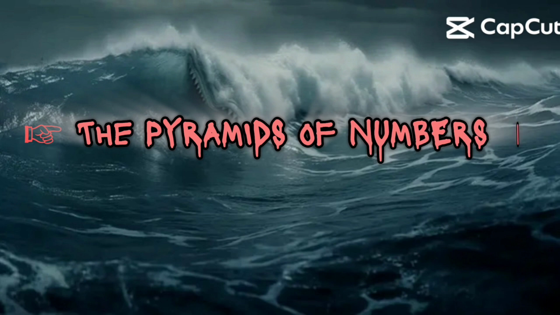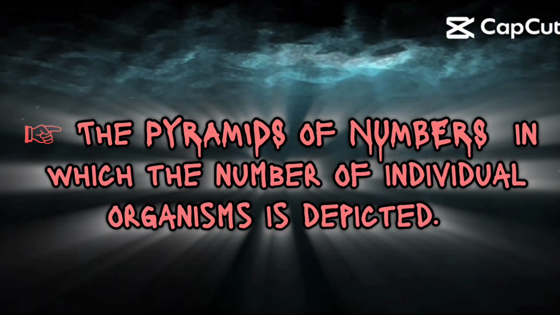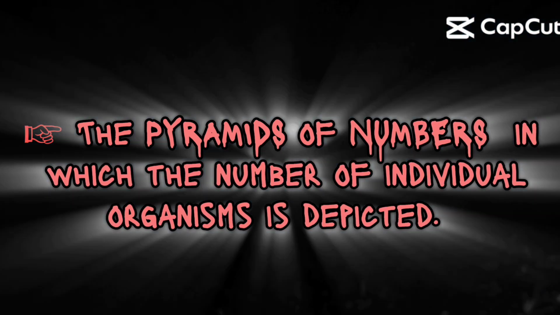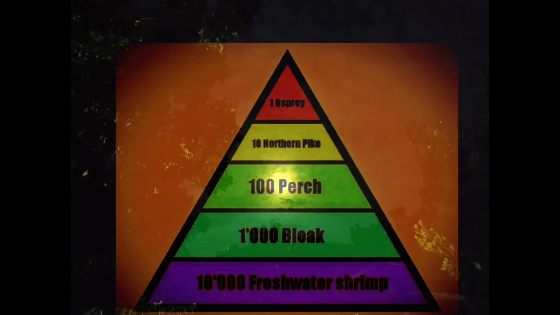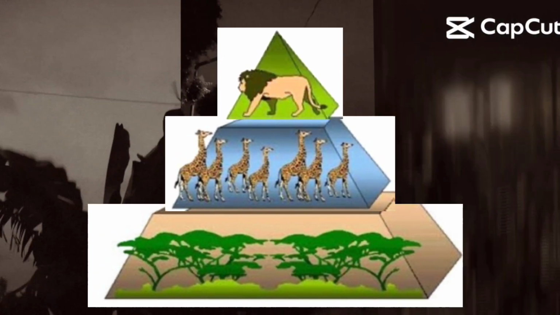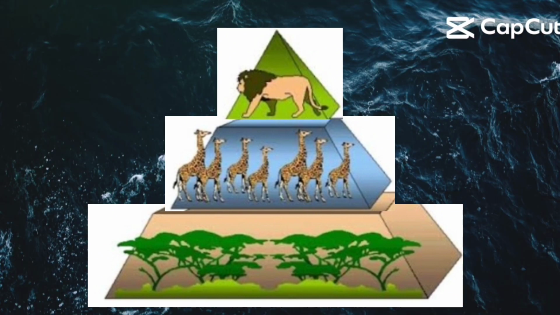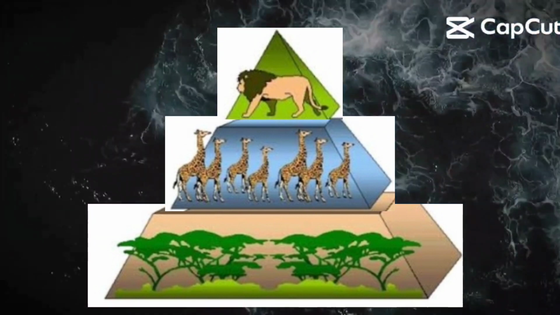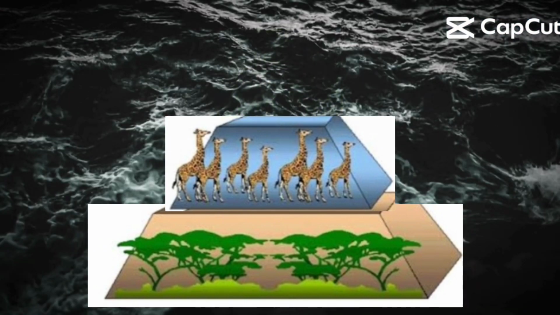Pyramids of numbers, in which the number of individual organisms is depicted. It is a basic graphical presentation based on the numbers of organisms, where each bar of the pyramid represents a different trophic level. It shows who eats whom and how the energy flows from one organism to another.